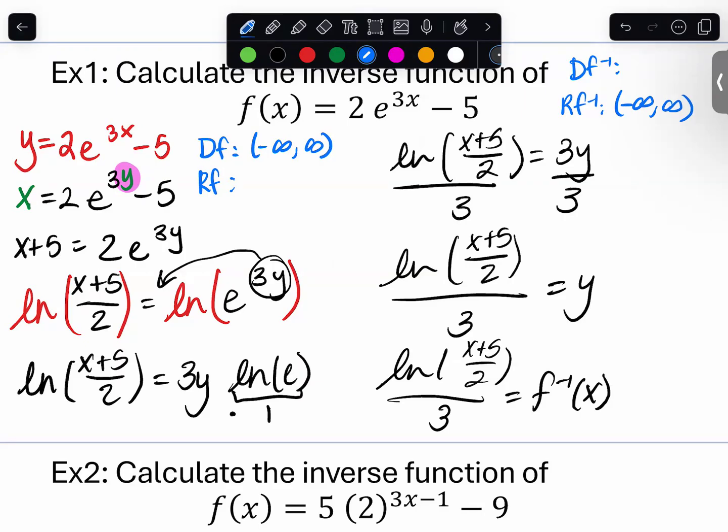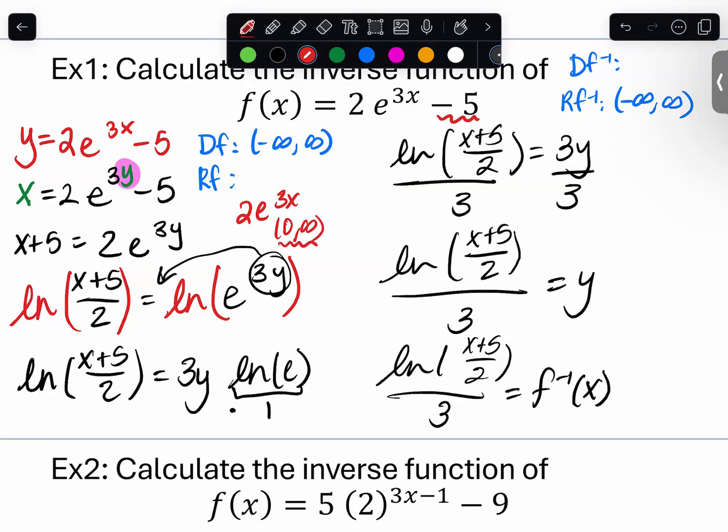Now to determine the range of f or the domain of f inverse, notice for a function like 2e to the 3x, the range would be from 0 to infinity. But we have that -5 that shifts this interval down 5. Thus, the range is going to be from -5 to infinity. And that means the domain of f inverse, notice we did move it left 5 here, is going to be -5 to infinity. From its normal domain of 0 to infinity, it was moved left 5.